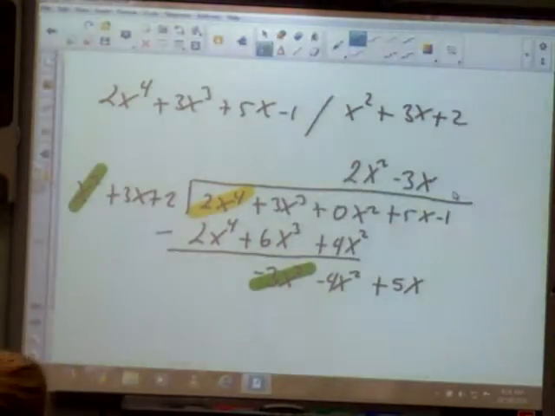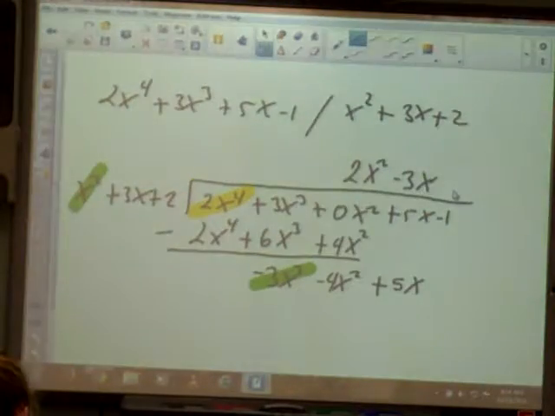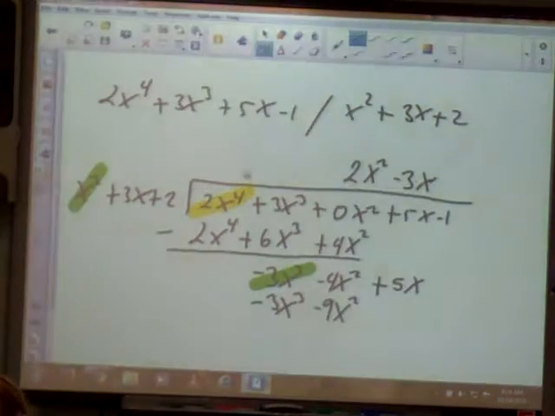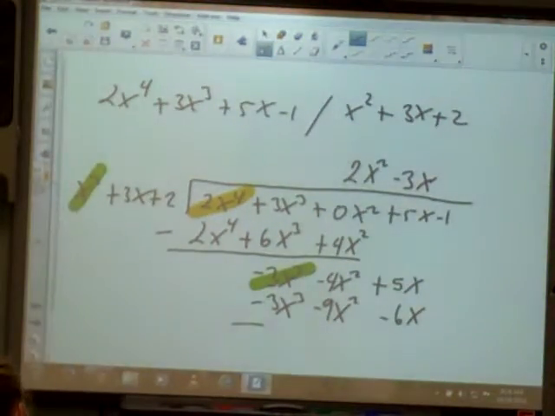Alright, take that negative 3x now, just like we did before, and distribute it to all three of these out here. So negative 3x times x squared is negative 3x cubed, negative 3x times 3x is negative 9x squared, and negative 3x times 2 is negative 6x.